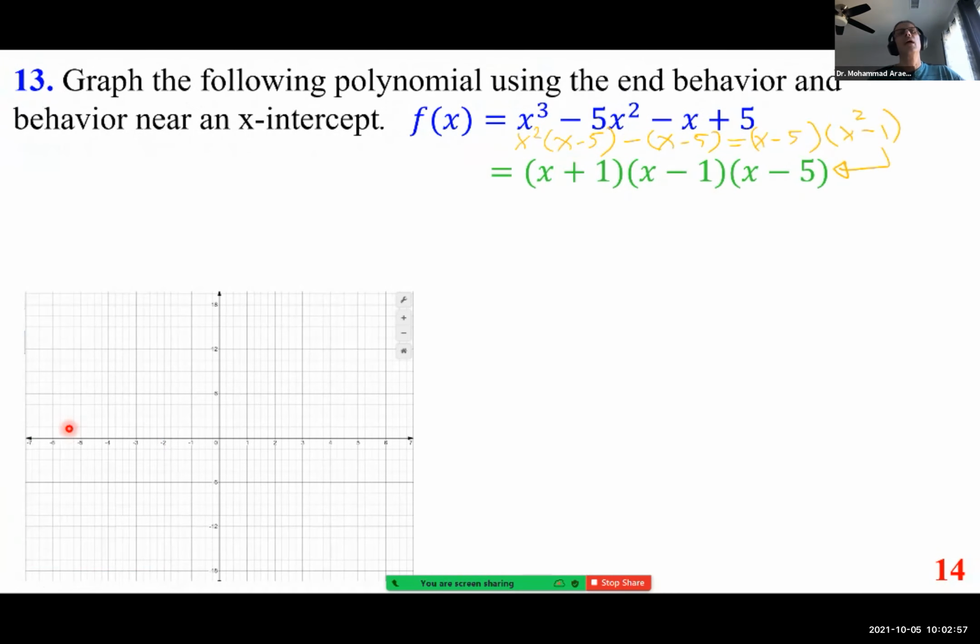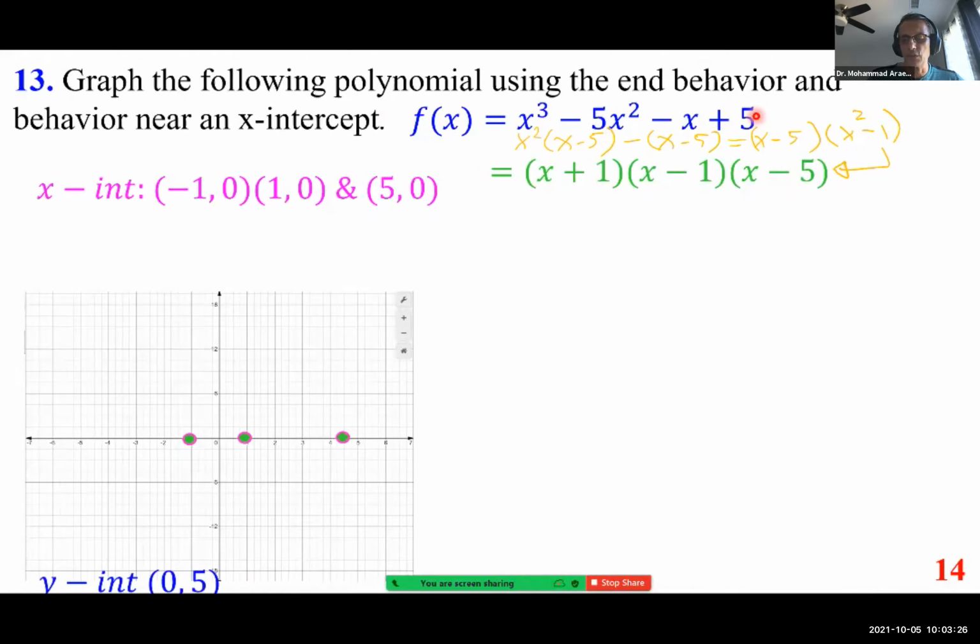And therefore, we have the x-intercepts at x equals -1, that means (-1, 0), at x equals 1, that means (1, 0), and at x equals 5, that means (5, 0). And by the way, it's easier to find the y-intercept: if x is 0, y is 5, so (0, 5). Those are the x-intercepts, and that is the y-intercept, (0, 5).